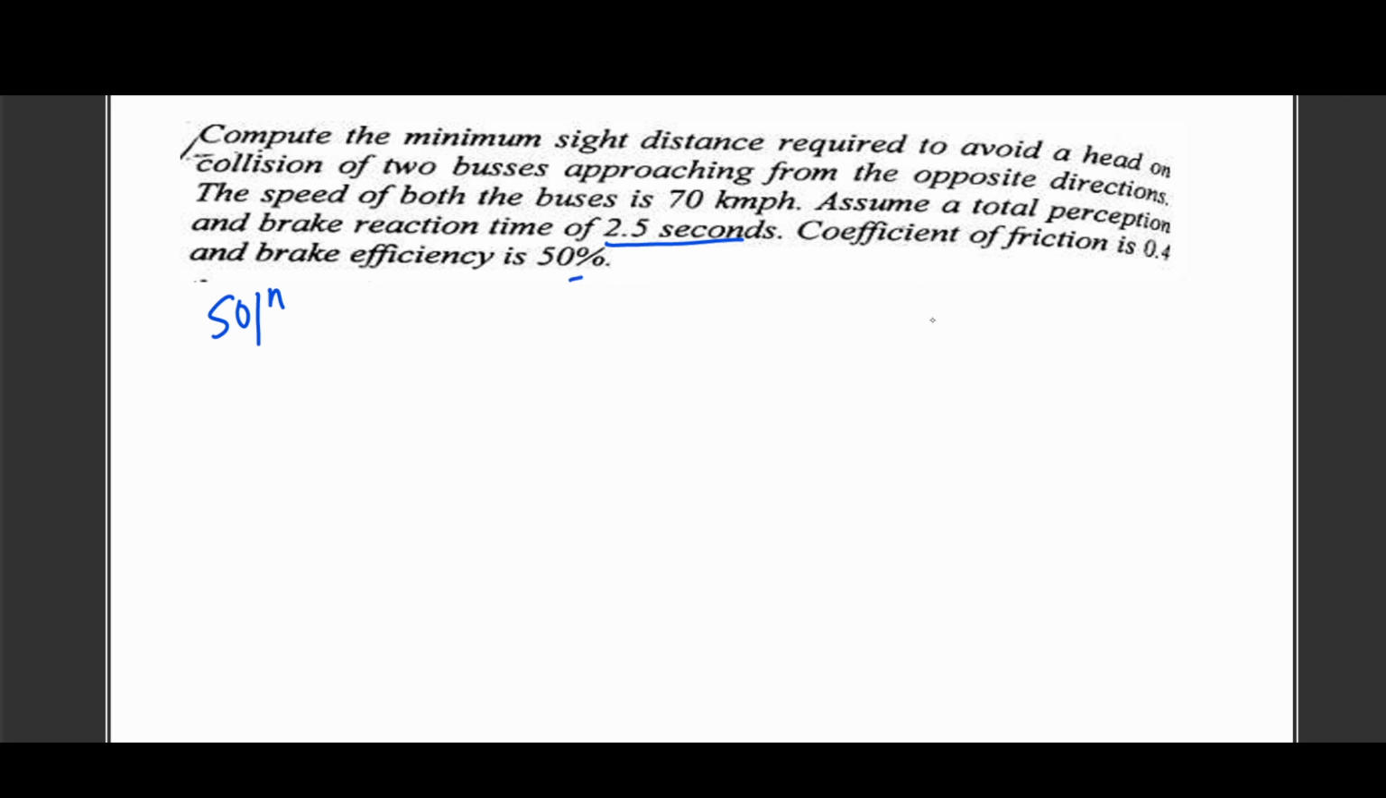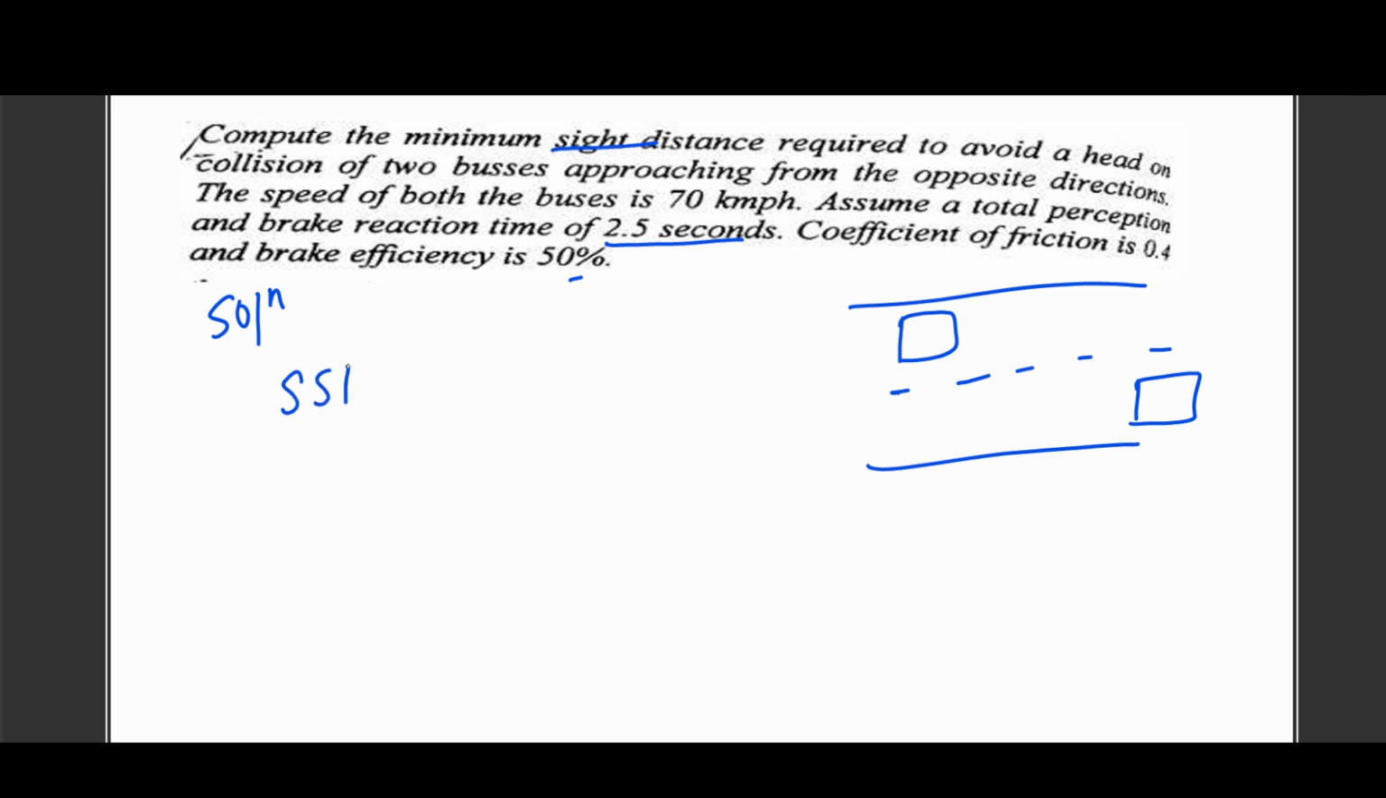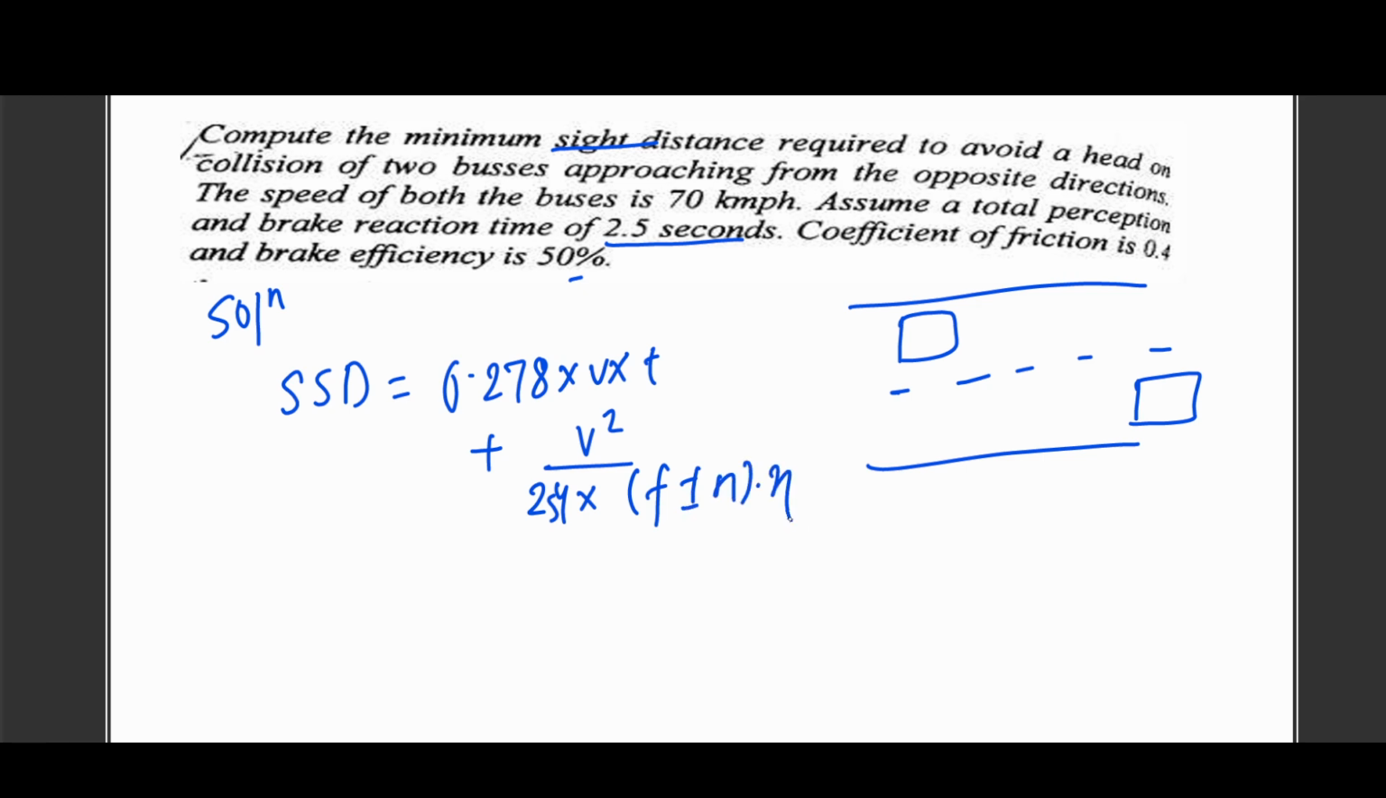So we know that this is a two lane road. My vehicle is moving right here, another vehicle is moving from this direction. So I need to calculate the minimum sight distance, that is the stopping sight distance. What will be the SSD? SSD will be 0.278 into V into T, that is the lag distance, plus V square by 254 into F plus minus N into eta.